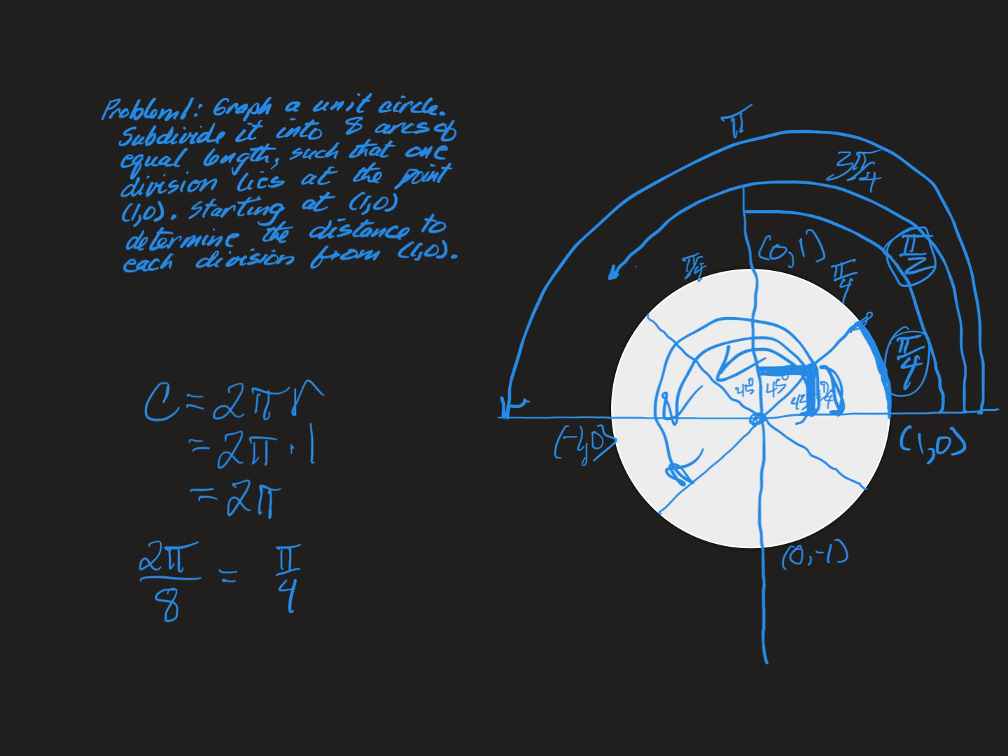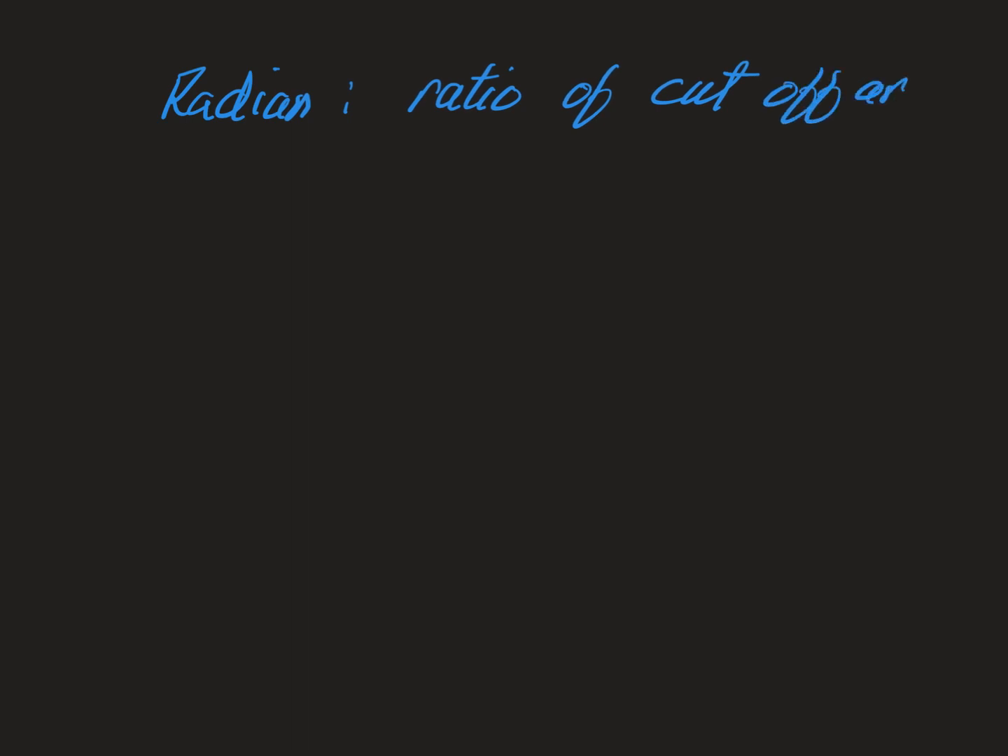So let's go on and talk about this a little bit more. What is a radian really? A radian is the ratio of the cut-off arc to the radius of the circle.